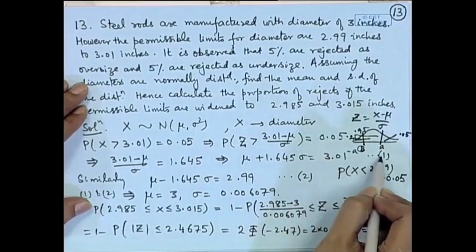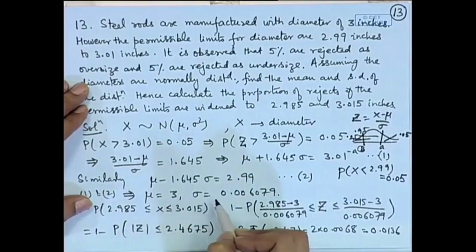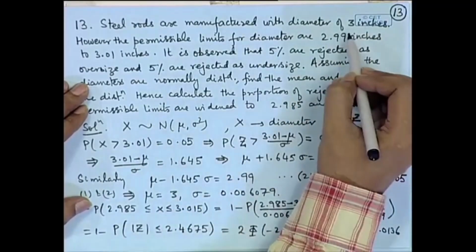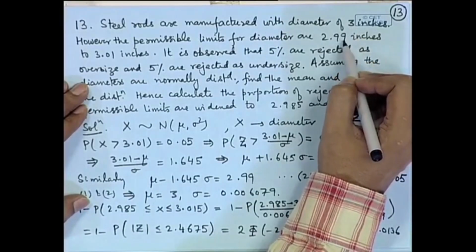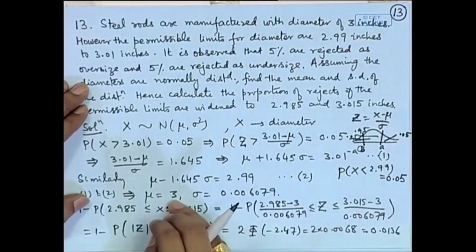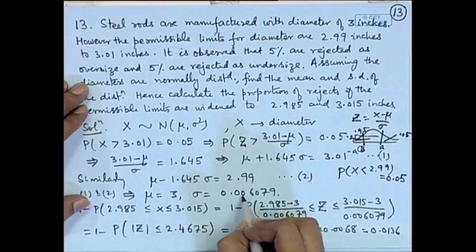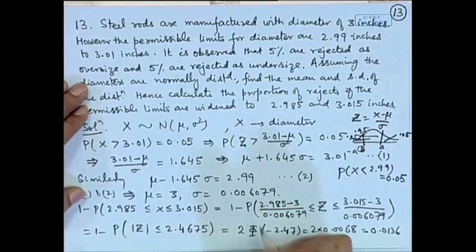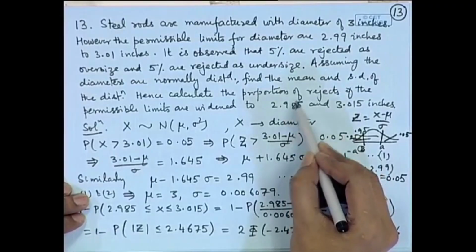If we solve these two linear equations in two unknowns mu and sigma, we get mu is equal to 3, which is okay, because here we are assuming that the distribution is symmetric and normally distributed. So, mu must be 3, because that is the target here, and sigma turns out to be a pretty small value, 0.006.